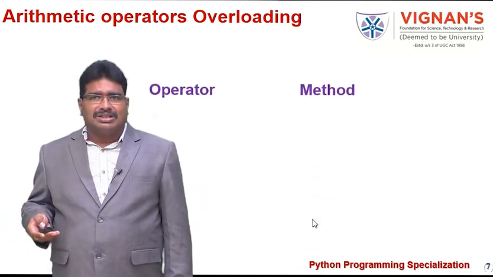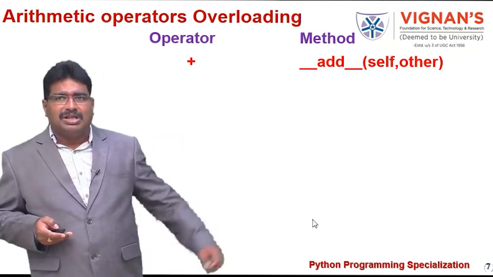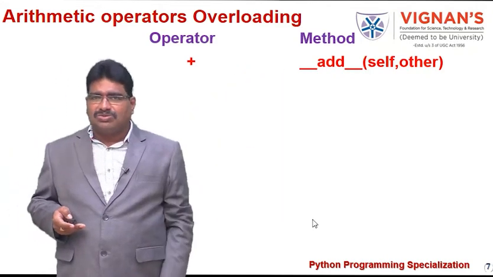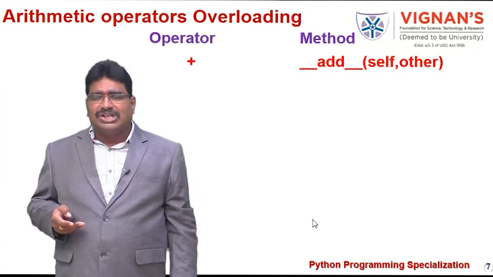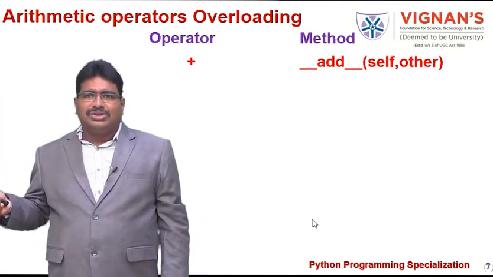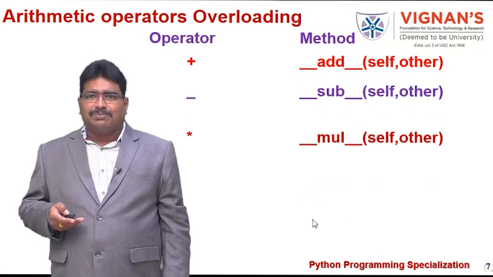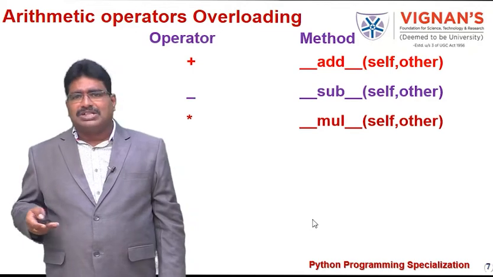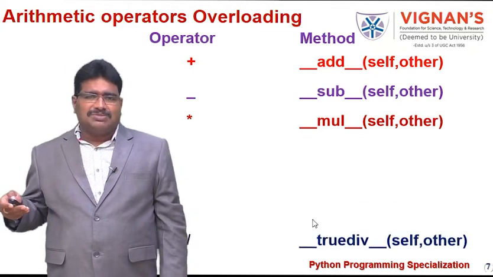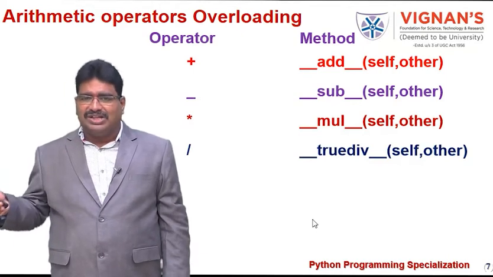Here these are the different methods. Whenever we need to overload the plus operator, we use __add__. You need to pass two parameters, self and the other object on which we perform the addition operation. Similarly, for subtraction we use __sub__, for multiplication we use __mul__, and for division we use __truediv__.